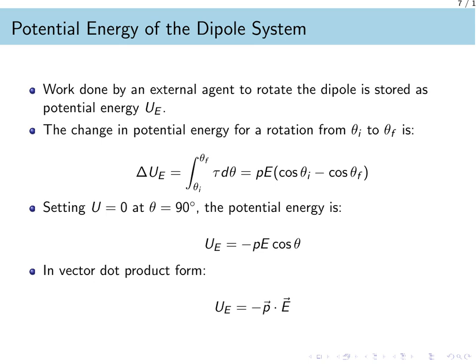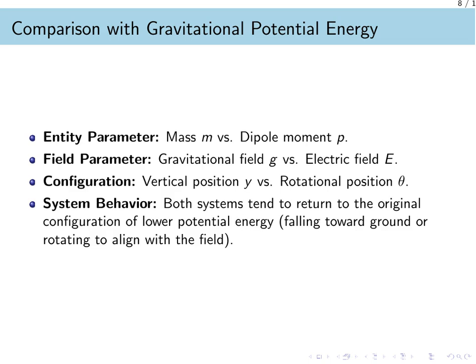It is very helpful to compare this electric behavior to gravitational potential energy, which we studied previously. In the gravitational case, the entity parameter is mass, while for the dipole, it is the dipole moment.